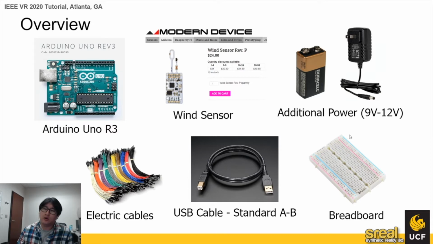These are the devices that we're going to use. Of course, we need Arduino and the wind sensor. For this particular wind sensor, we need additional power between 9 volt and 12 volt. You can use this 9 volt battery or any type of power adapter within this voltage range. And then we'll need some electronic cables, a USB cable, and the breadboard to connect this wind sensor and Arduino through the electronic cables.